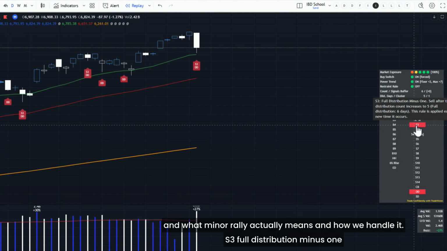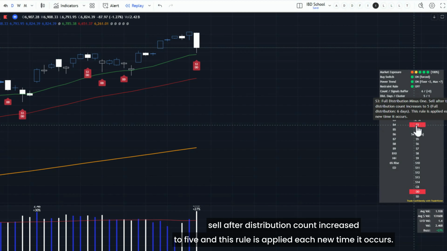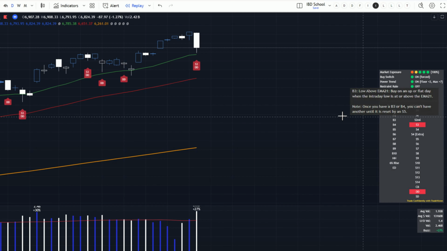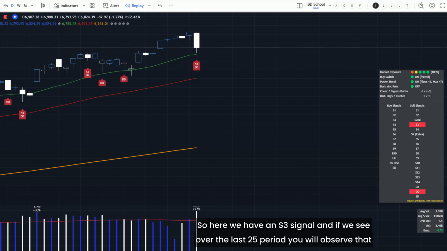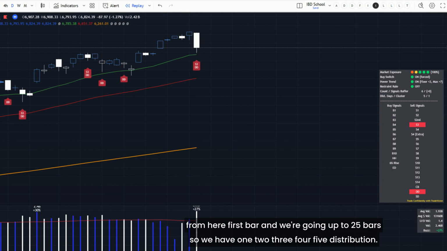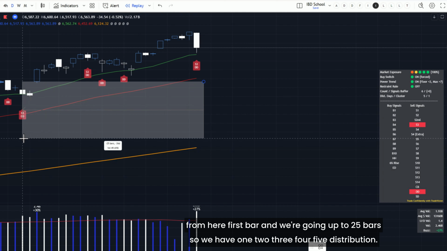S3, full distribution minus 1. Sell after the distribution count increases to 5, and this rule is applied each new time it occurs. So here we have an S3 signal, and if we look over the last 25 periods, you will observe that from the first bar here going up to 25 bars, we have 1, 2, 3, 4, 5 distribution days.